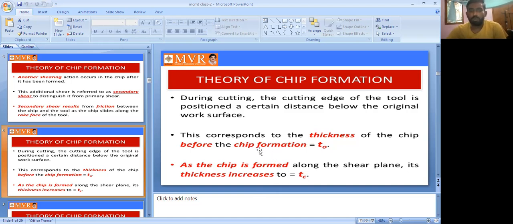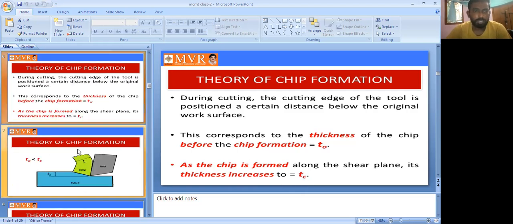Before the chip formation, the thickness is nothing but t naught. After the chip is formed, the thickness is increased. So that's why t naught is less than t c. This is a major definition. So t naught versus t c is nothing but the thickness before chip formation compared to after the chip is formed. That's why the overall chip thickness increases.